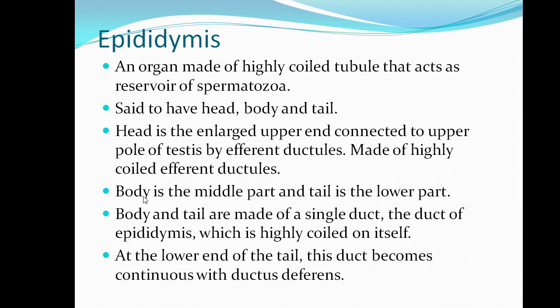The body of the testis is the middle part and tail is the lower part. The body and tail are made of a single duct, the duct of the epididymis, and this duct of the epididymis is highly coiled on itself. At the lower end of the tail, this duct of the epididymis becomes continuous with the ductus deferens.